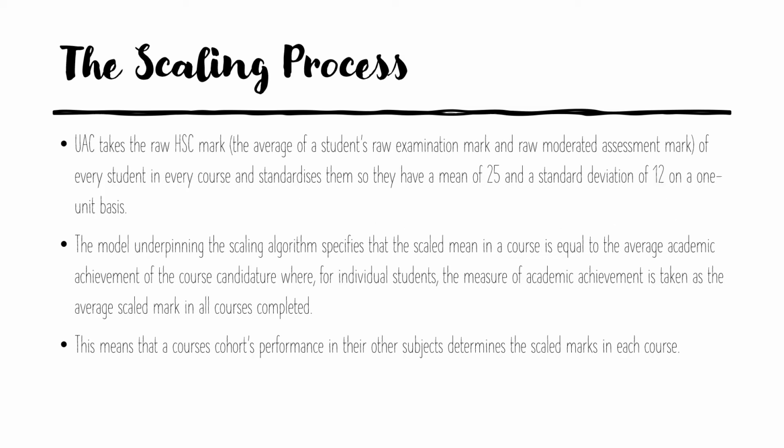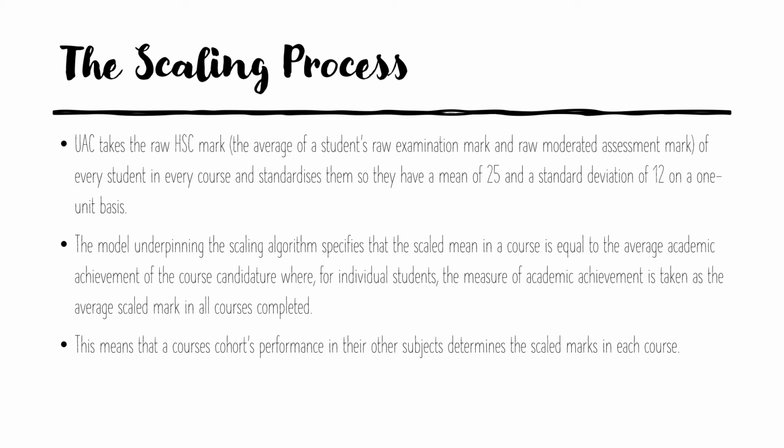To begin the scaling process, UAC takes the raw HSC mark, which is the average of a student's raw examination mark and raw moderated assessment mark, which is the marks before they've been aligned to the performance band descriptors. UAC takes this raw HSC mark of every student in every course and standardizes them so they have a mean of 25 and a standard deviation of 12 on a 1 unit basis. When I say 1 unit basis, I mean that most subjects are worth 2 units, which means they're out of 100. So obviously if it's 1 unit, it means it's out of 50, and a mean of 25 is right in the middle of 50.